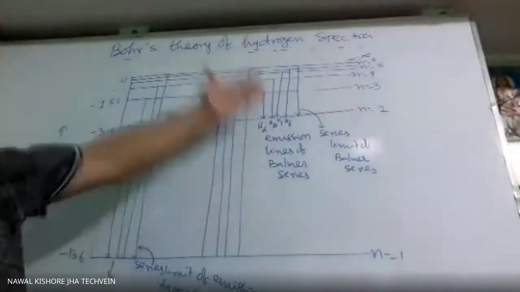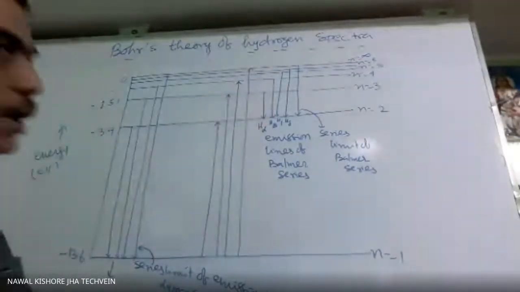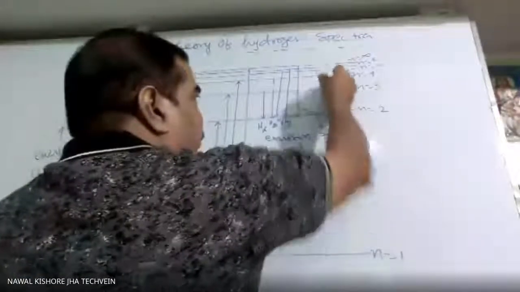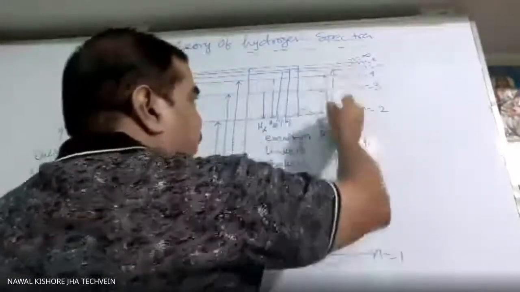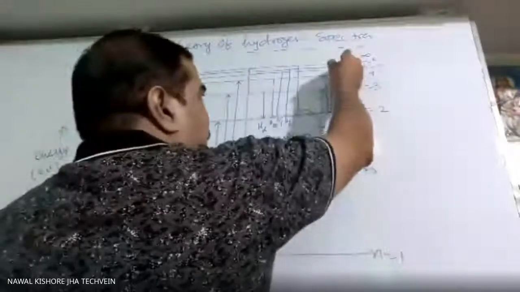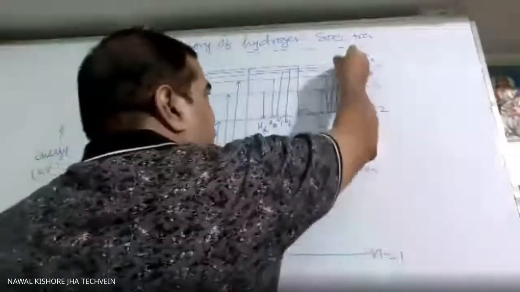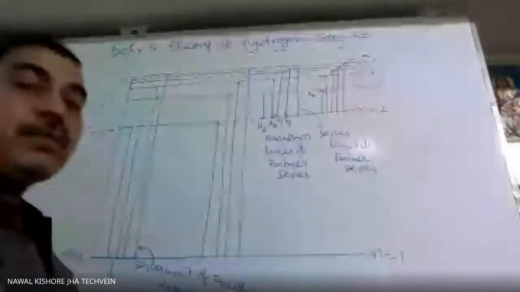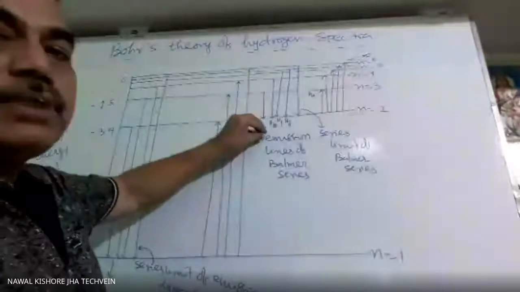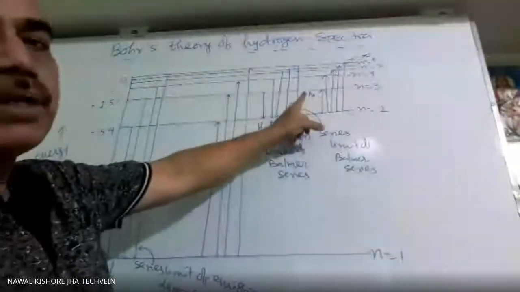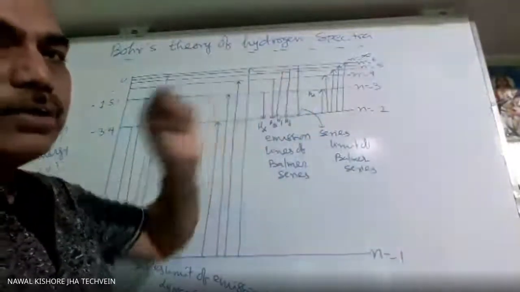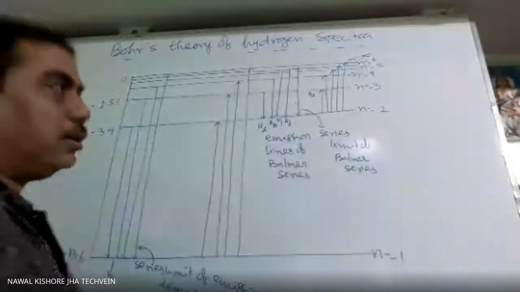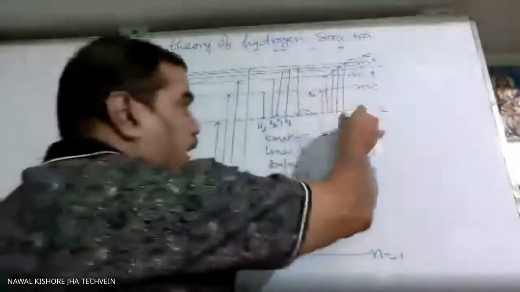Absorption, just reverse. From second, it will go to the third. Second, it will go to the fourth. Second, it will go to the fifth, sixth, and then this one will be like that. This one again, H alpha line. That is energy absorbed. Whatever wavelength is emitted, the same wavelength will be absorbed. That is energy corresponding to that particular wavelength. If it is absorbed, it will go from second to third. So these are the absorption lines.